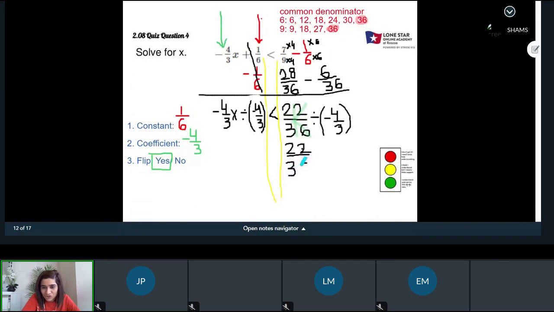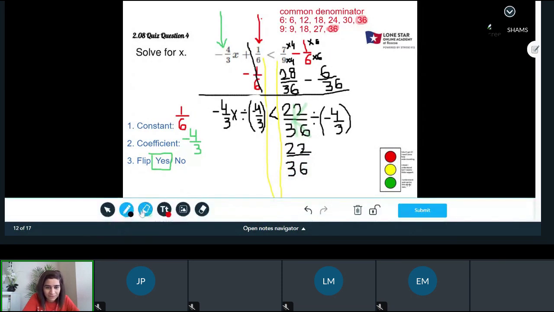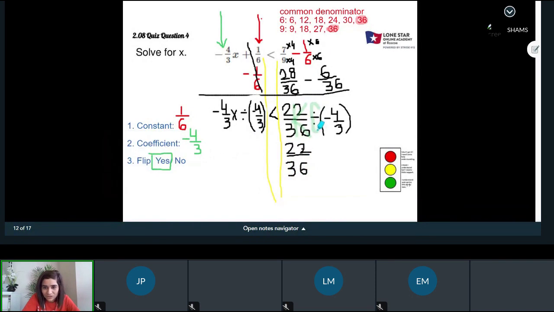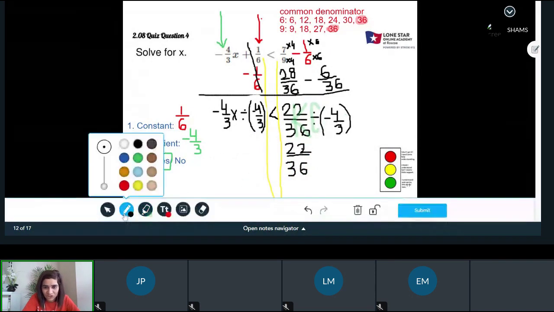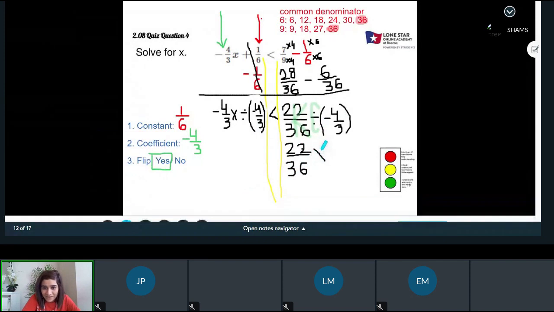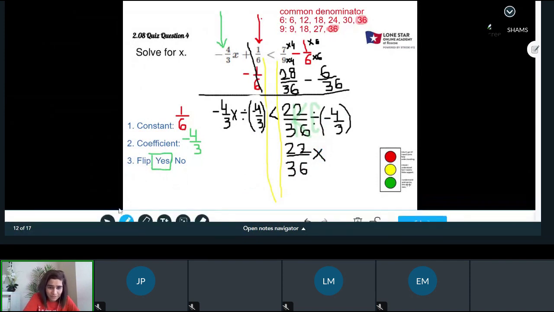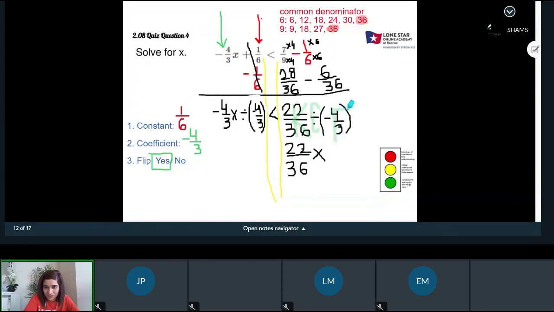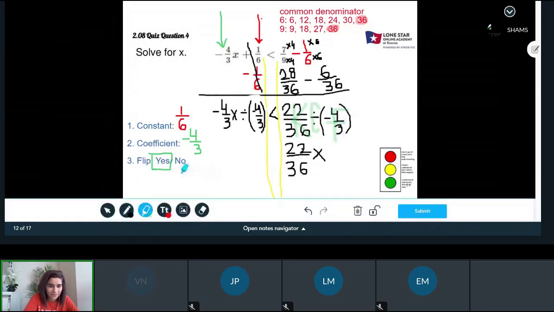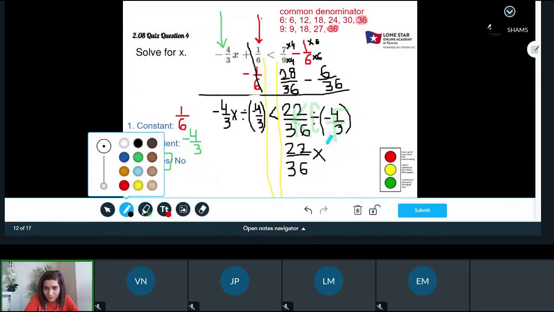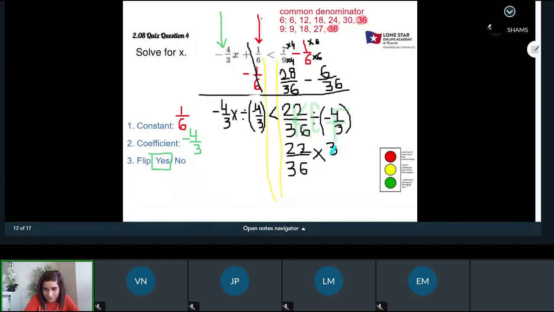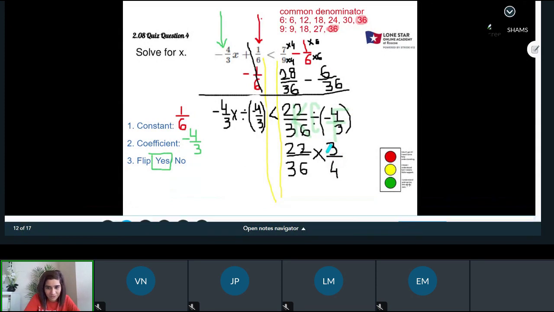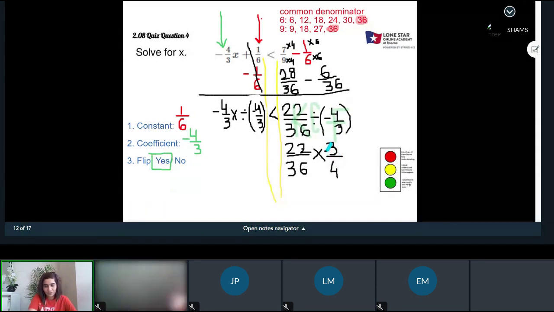And then I will change, KC. The letter C represents the word change. You change this division to a multiplication. And F represents flip, and we will flip the second fraction. Flip means the 3 at the top and 4 at the bottom. And remember, it was a negative fraction, so we keep the negative in our mind. So there is a negative over here.